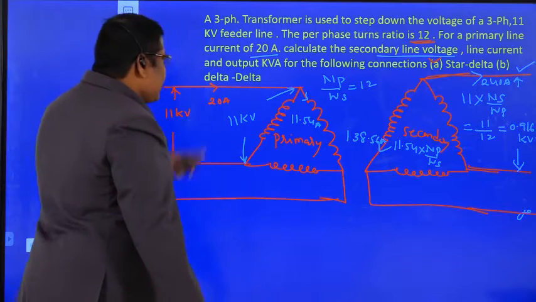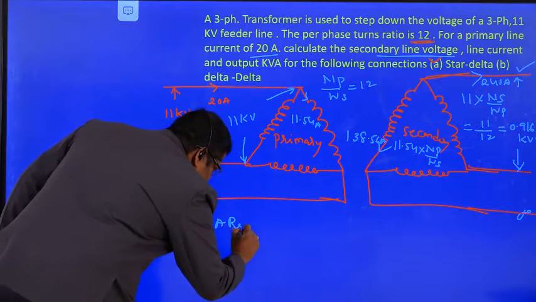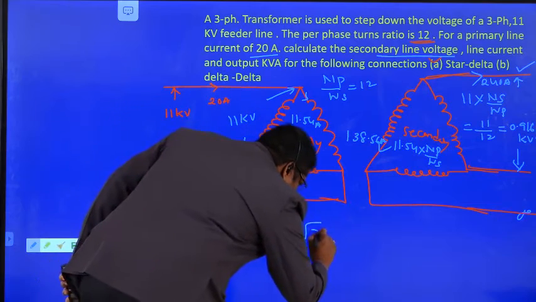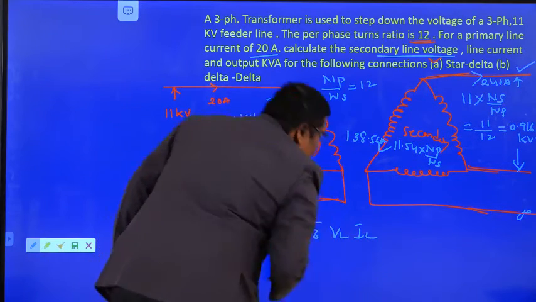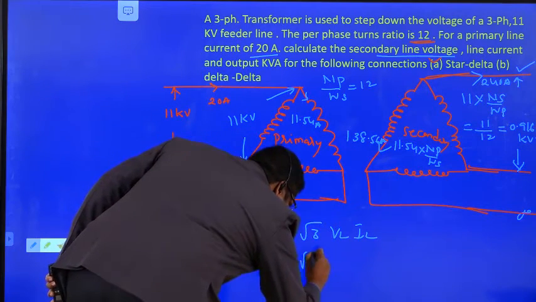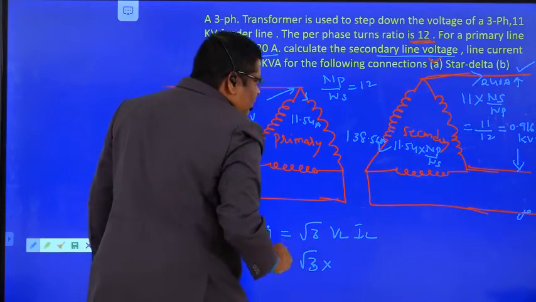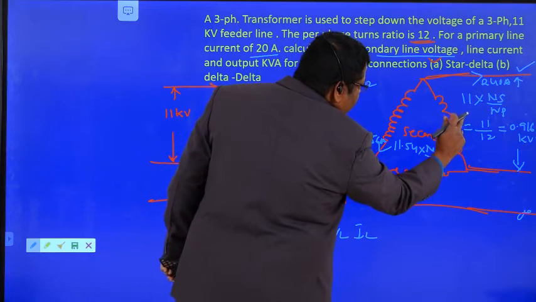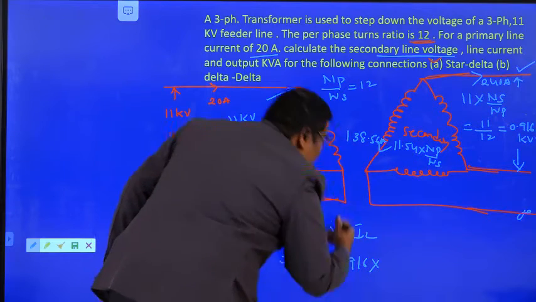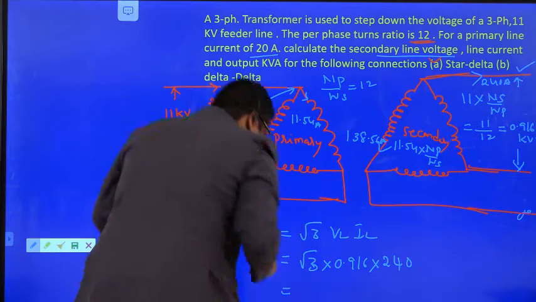Now the kVA rating of the transformer with the delta connection is equal to root 3 VL into IL. VL is nothing but the secondary voltage. So root 3 into the secondary voltage, that is 0.916, into the line current 240. How much are you getting?